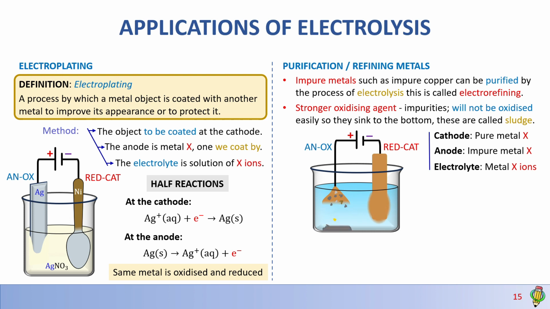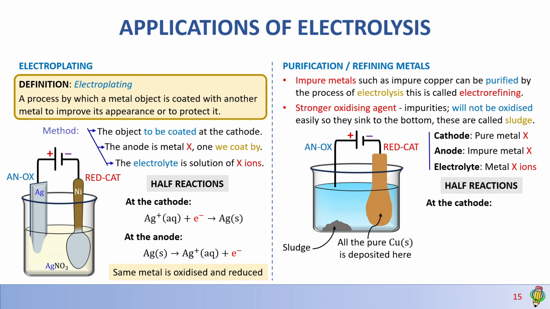So we can see the impurities dropping down and the pure copper being deposited on the cathode copper. Then we call this sludge once again. And now all the pure copper that was contained in the impure copper is now deposited on the cathode copper. We can then write the half reactions.